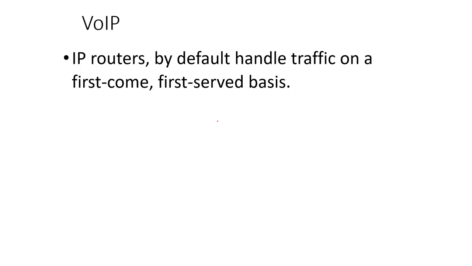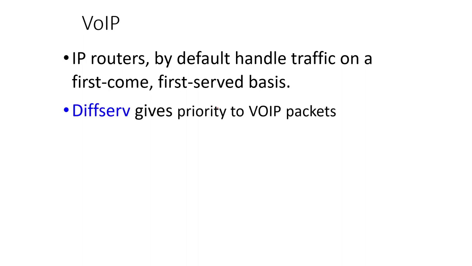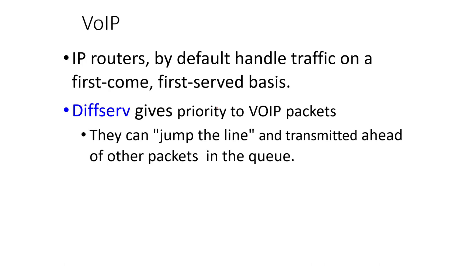VoIP. So voice over IP is basically the way that many of our internet telephony works. So voice over IP routers need to be designed in a special manner, because regular IP routers by default handle traffic on a first-come, first-served basis, which is not really what we need from a real-time point of view. So the DiffServ system gives priority to voice over IP packets.